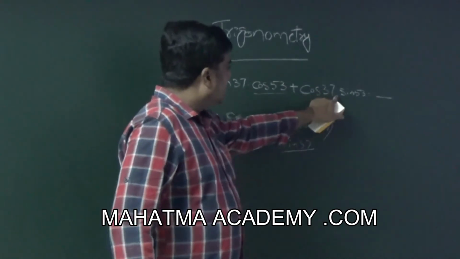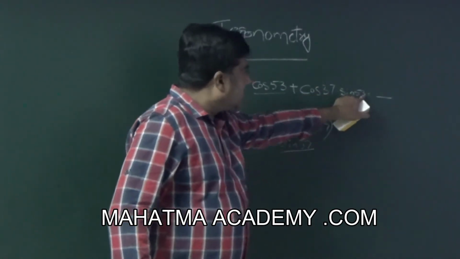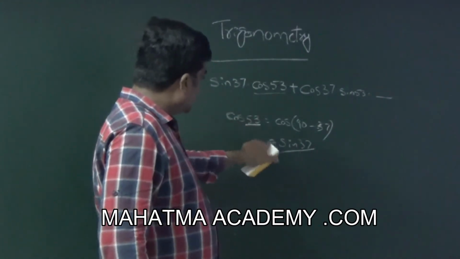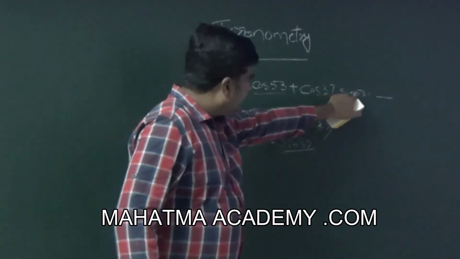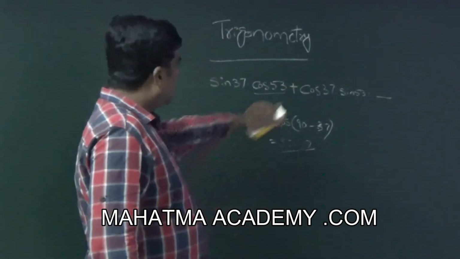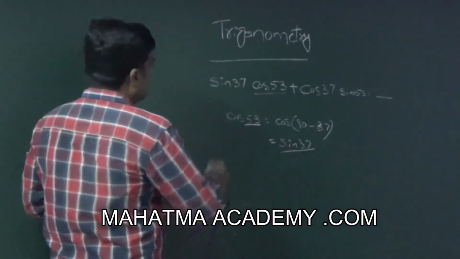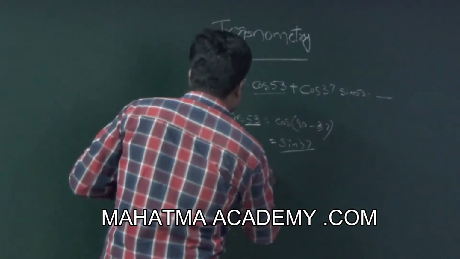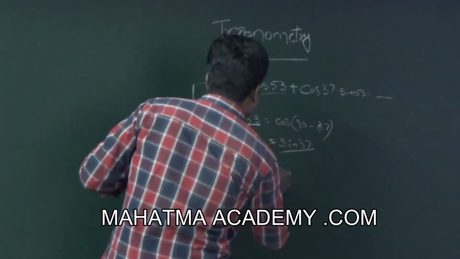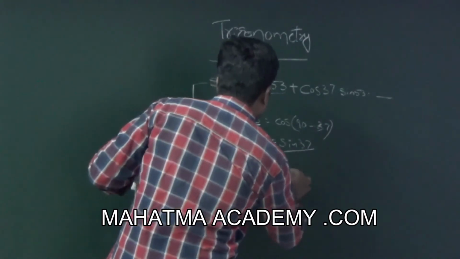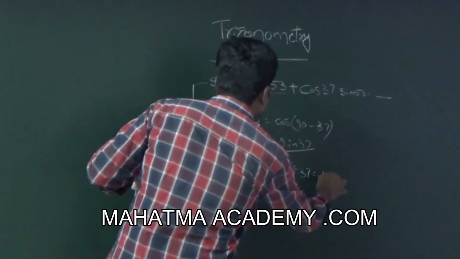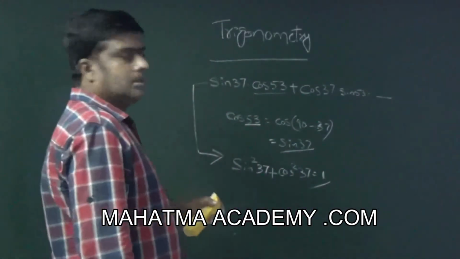Cos 37 into sin 53. In a similar fashion, sin 53 equal to cos 37. Therefore, the problem becomes sin square 37 plus cos square 37. Therefore, the result is 1.